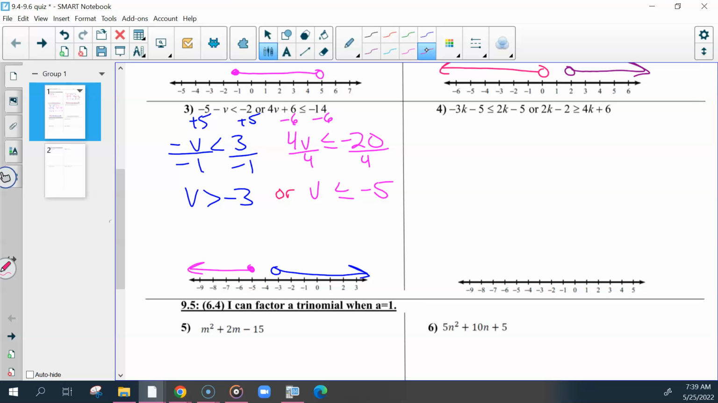For the last one, there were a lot of things you needed to move to the other side. So for this first one on the left, I'm going to move my variable terms to the left, so minus 2k, and then add 5. So this would give me -5k is less than or equal to 0. I would divide both sides by -5. My sign would change direction, so it is now greater than or equal to 0. There would be a closed circle at 0 going to the right.